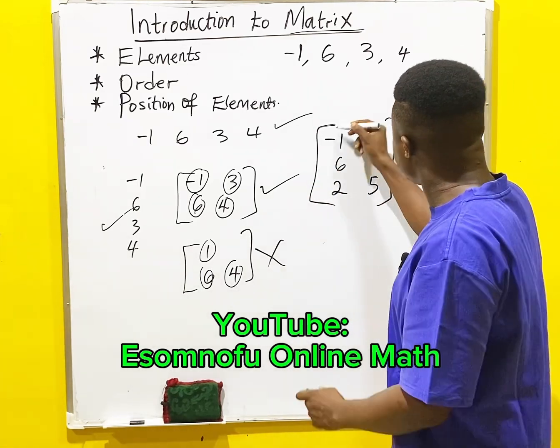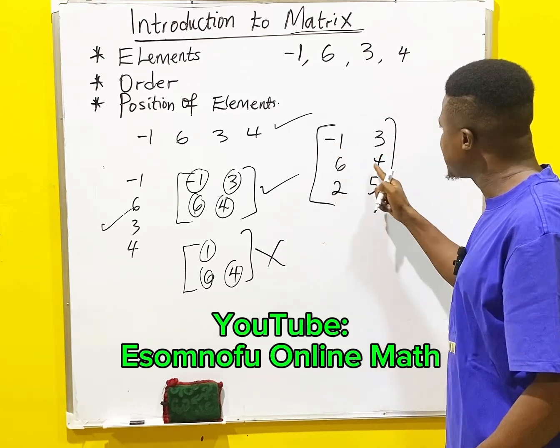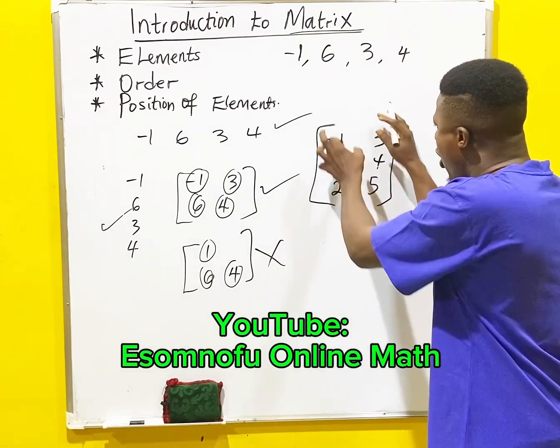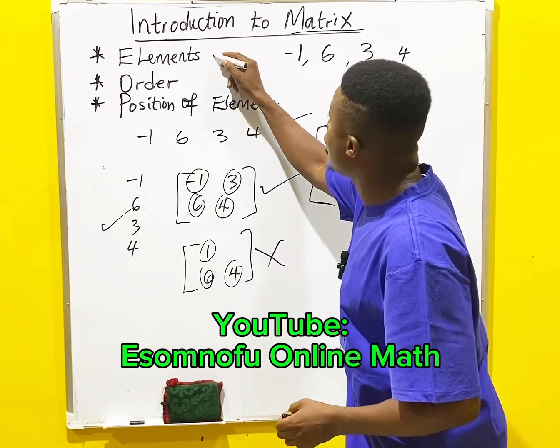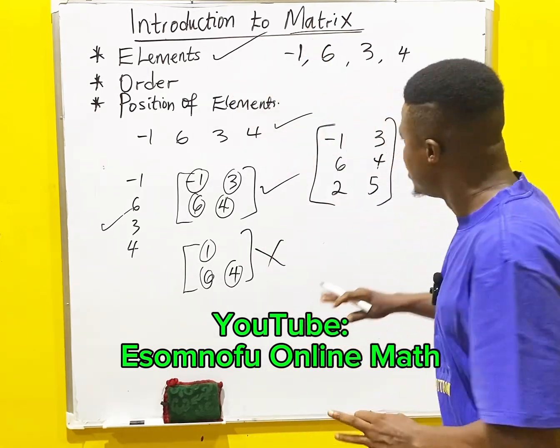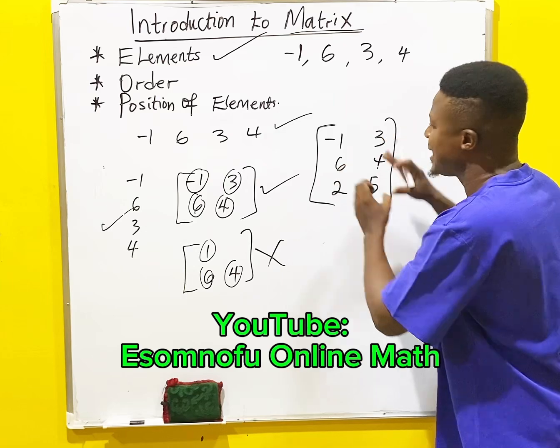So all these members here, -1, 3, 6, 4, 2, and 5 put together, all the numbers you can see here are all elements. We call it elements. So this particular matrix has 6 elements.